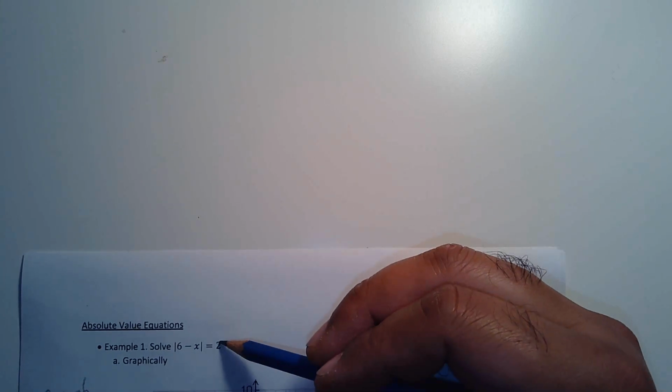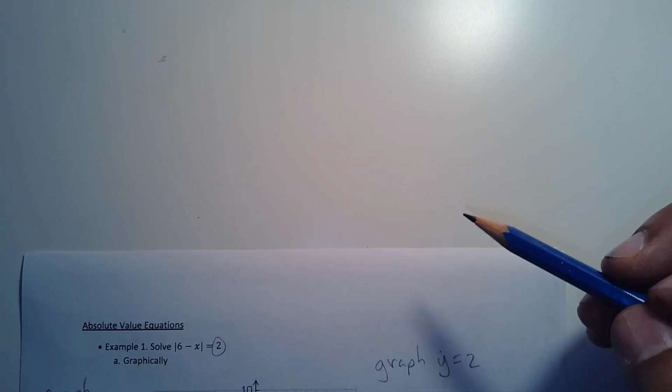Okay, so let's look at the equations now, and I'll come back to graphing for one more example here. Okay, so absolute value equations. So we'll solve this first graphically, and then we'll look at how to do that algebraically. Okay, so this has two components to it. If you just take this part here, that's y equals 2. And then over here, you've got y equals 6 minus x.